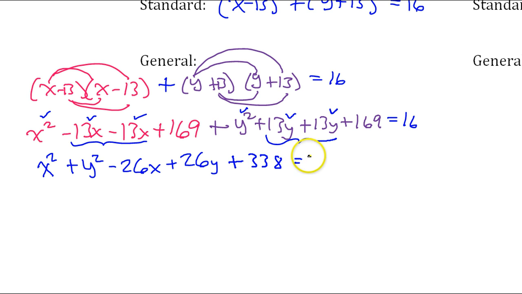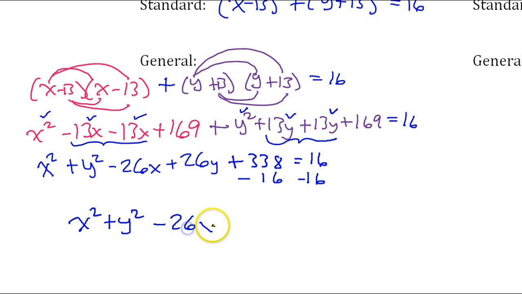And it's all equal to 16. For general form, you have to have 0 on one side. So I need to subtract 16 from both sides. So that will give me x squared plus y squared minus 26x plus 26y plus 222. I'm sorry, 322.